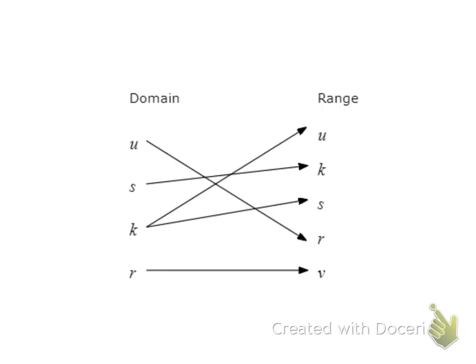Here, U matches with R, S with K, but then K is matching with U and with S. Since this member in the domain is matching with 2 things in the range, this is not a function.